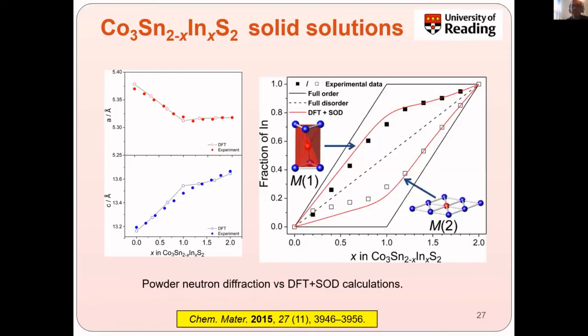And this is the disorder. This is the occupancy, the fraction of indium occupying either the M1 or the M2 sites in the solid. The red line is what we predicted with the DFT plus SOD, and the dots are what is obtained with very expensive neutron diffraction experiments. So it is actually quite nice that we can give a very good prediction of site occupancy and variation of cell parameters in the solid.